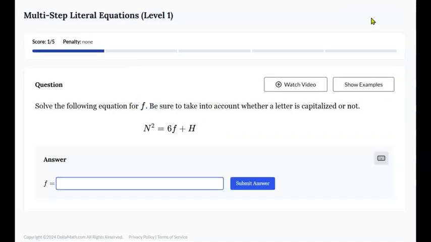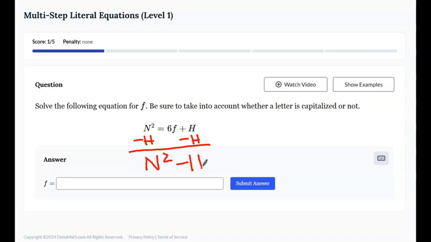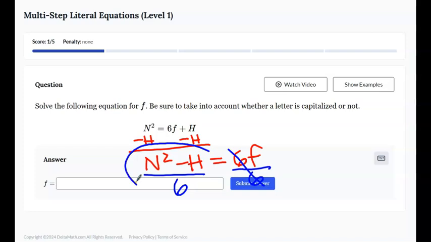One more time. This time again we're going to solve for lowercase f. This time I'm going to subtract capital H and get n squared minus capital H equals 6 times f. And the inverse of multiplication is division. So I'm going to divide by 6, and that is the final answer.